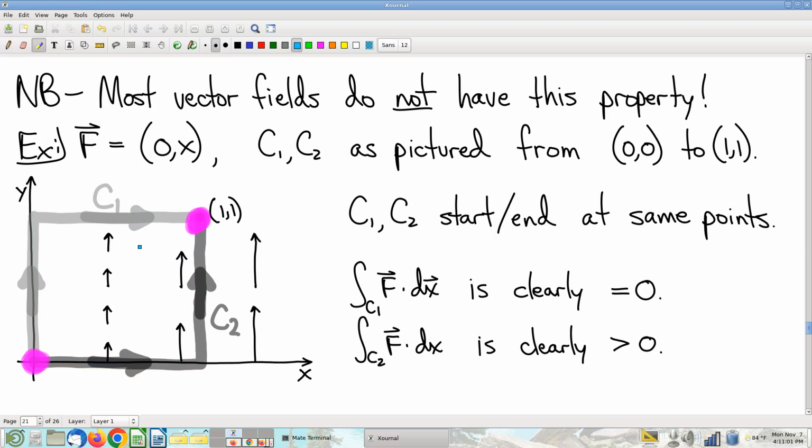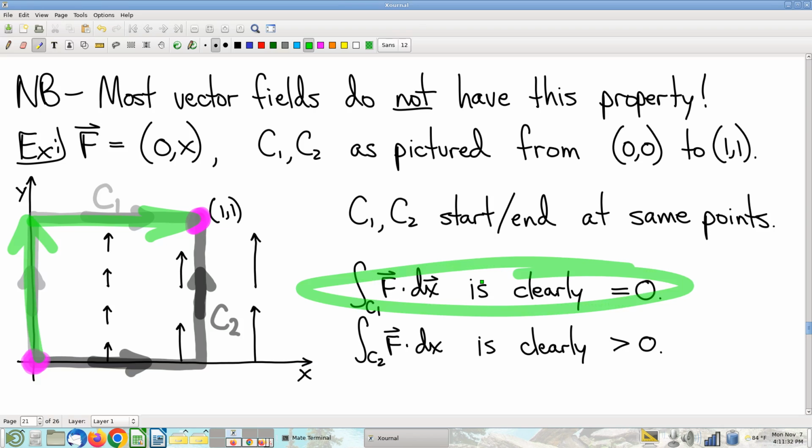We'll start with the green one. The vector field is 0 along that left segment, so there's no line integral. Along that top segment, the vector field is going up and the curve is going to the right. Those are right angles, so F dot dx is going to be 0. So there's no line integral across the top either. And so altogether, on that green path from the starting purple point to the ending purple point, the line integral is 0. Okay, let's look at the blue path now.